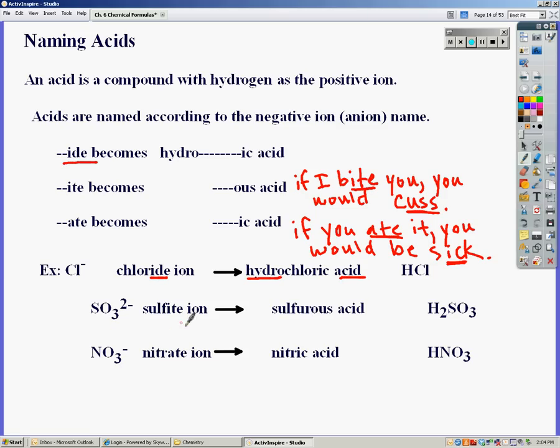Then the next example, if you look at H2SO3, SO3 is our anion, and it's called sulfite. Again, you'd find the name for that on the back of your periodic table that I gave you at the beginning of the year. It has a list of all the ions that you'll need to know for the test. So SO3 is called sulfite. So if I bite you, you would cuss. Sulfurous. Notice that the middle syllable, the UR, has been added back.